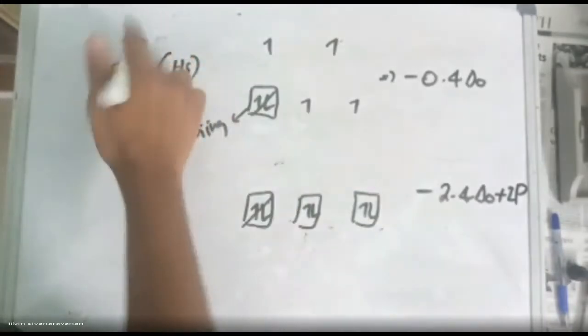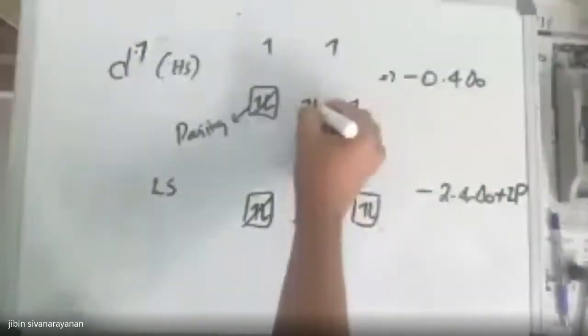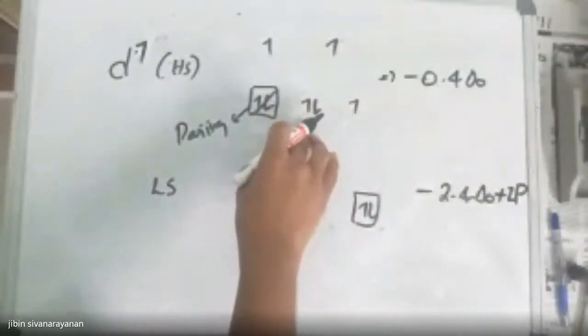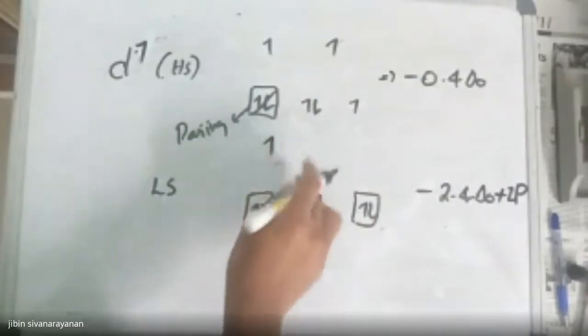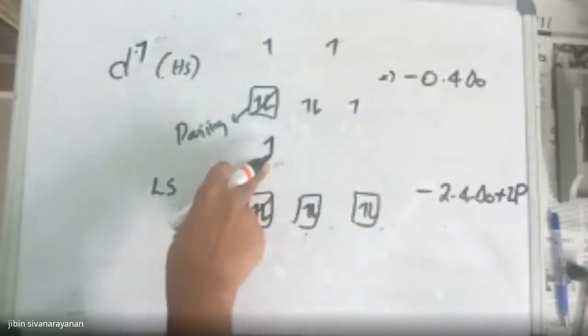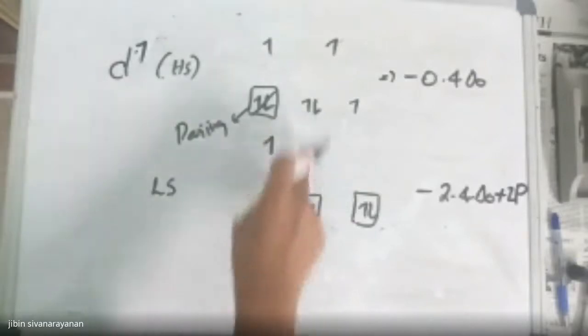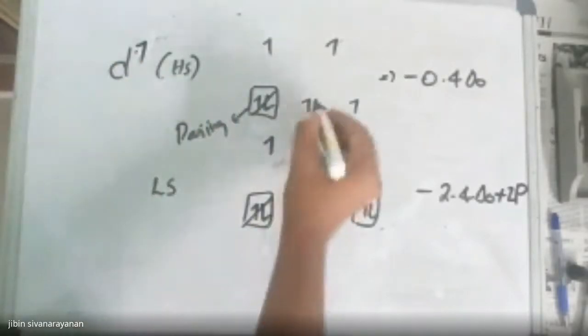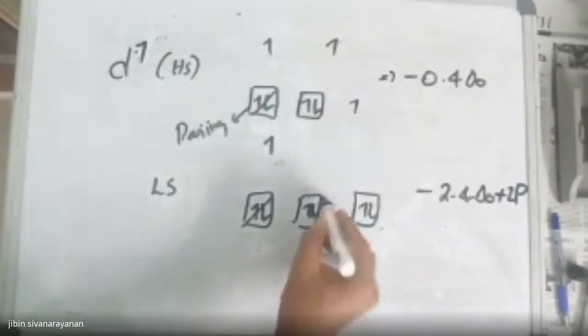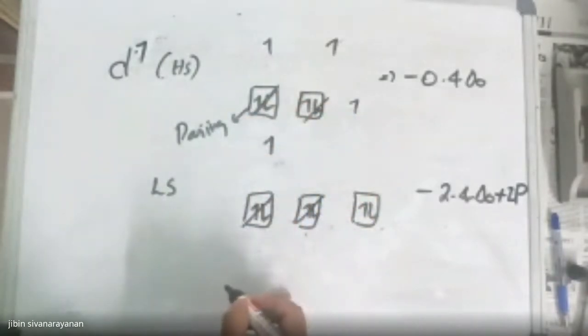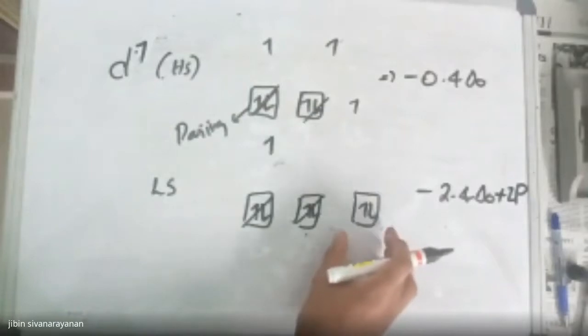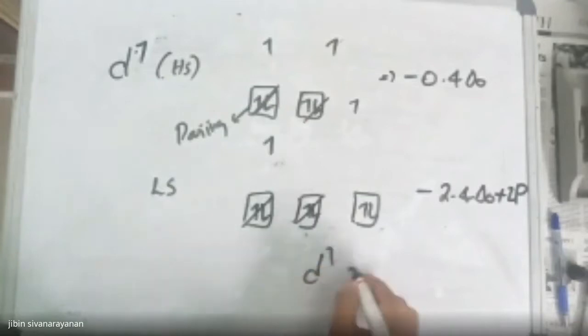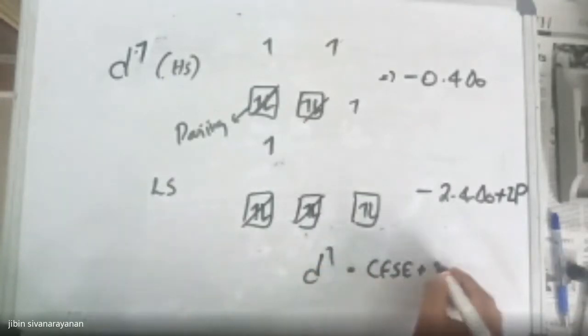If it is a d7 system, in high spin one more electron is getting paired. But in low spin, what is happening? That electron is going to a higher energy level. So when we compare the high spin and low spin configurations of d7, two are paired, so those two pairing energies can be cancelled against each other. One more additional pairing happens in the low spin system. So in d7, whatever CFSE value you get, you have to add one pairing energy along with that. Just simply 1P. We don't know how much value it may take.